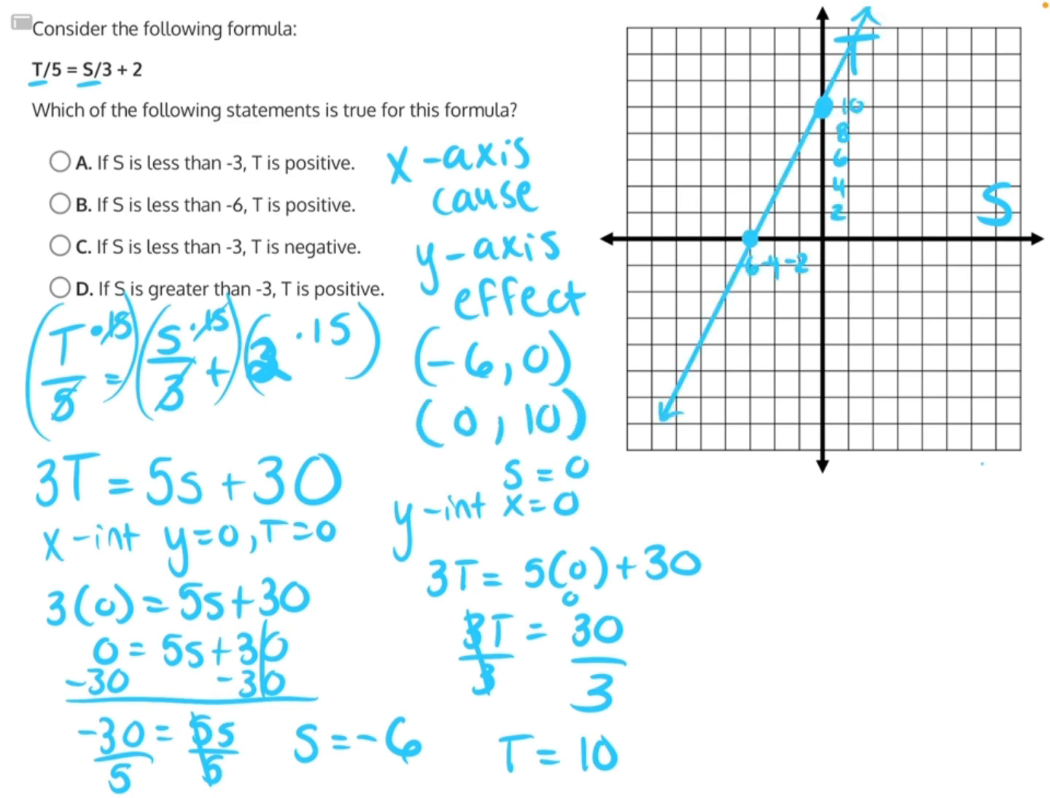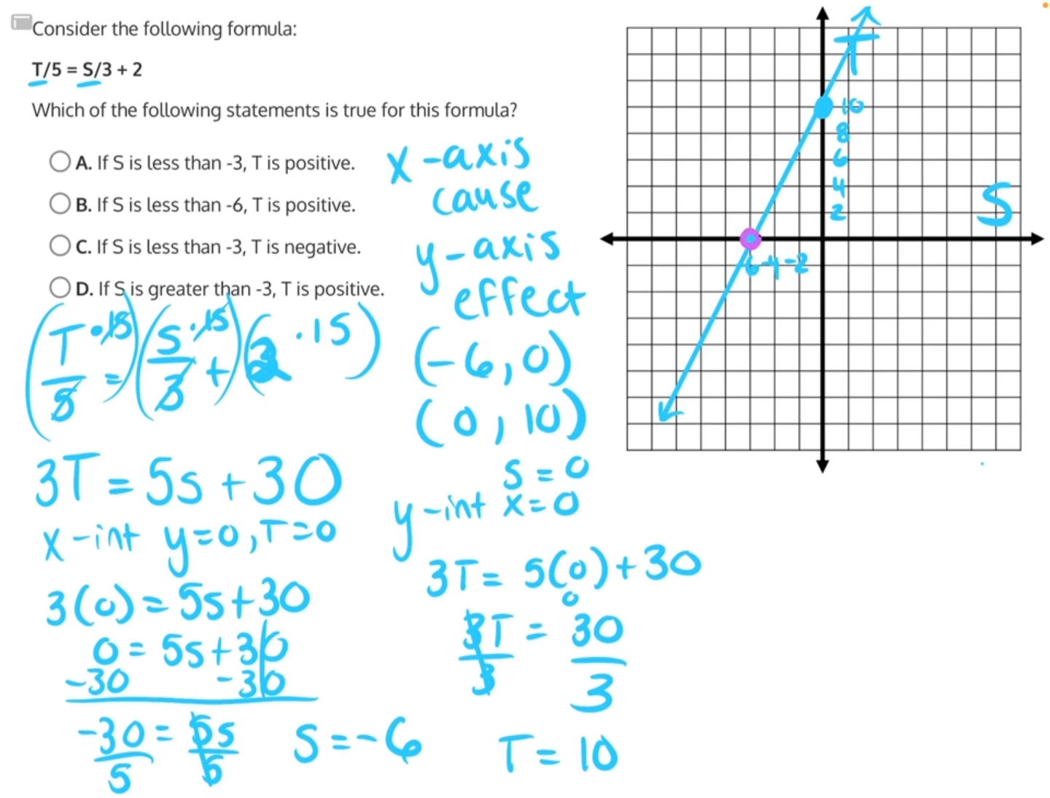Here I have plotted our two intercepts. We have negative 6, 0, so that means I went to the left by 6 and up 0, and then 0, 10, I went to the right 0 and up by 10. So now we can analyze this graph and use that information to find our correct answer.